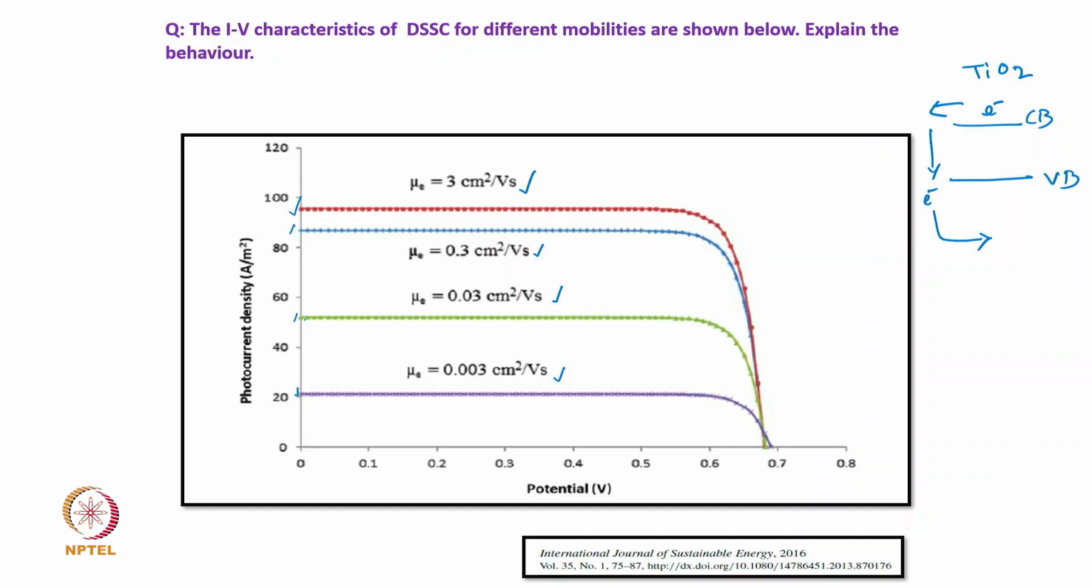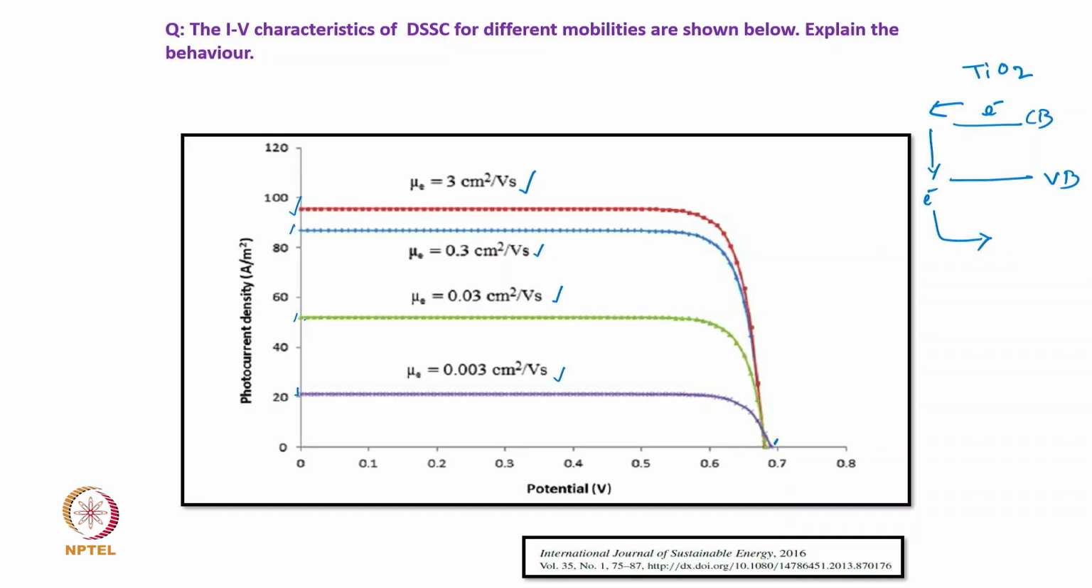Okay. But now we come to the other side of the axis. You can see there is a little variation in the open circuit voltage also. In fact, the case where the electron mobility was maximum has a little less open circuit voltage, very insignificant, but a little less as compared to the one which has lower electron mobility. So, what is the reason for that?